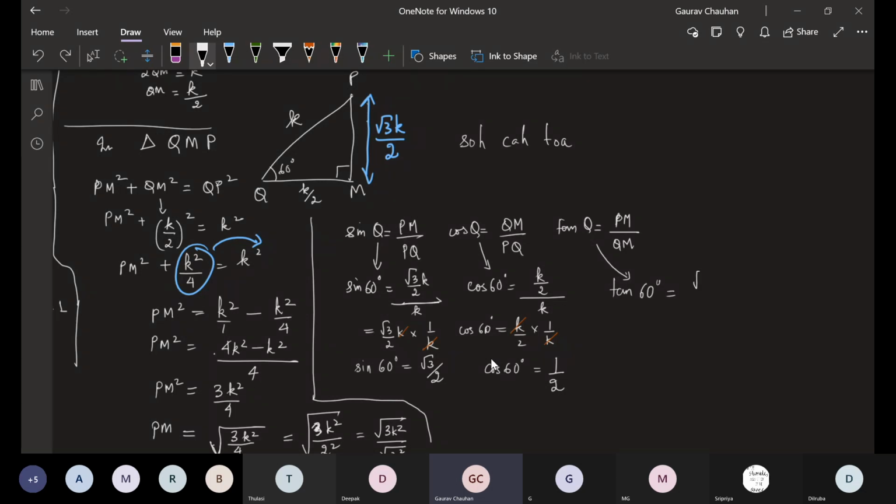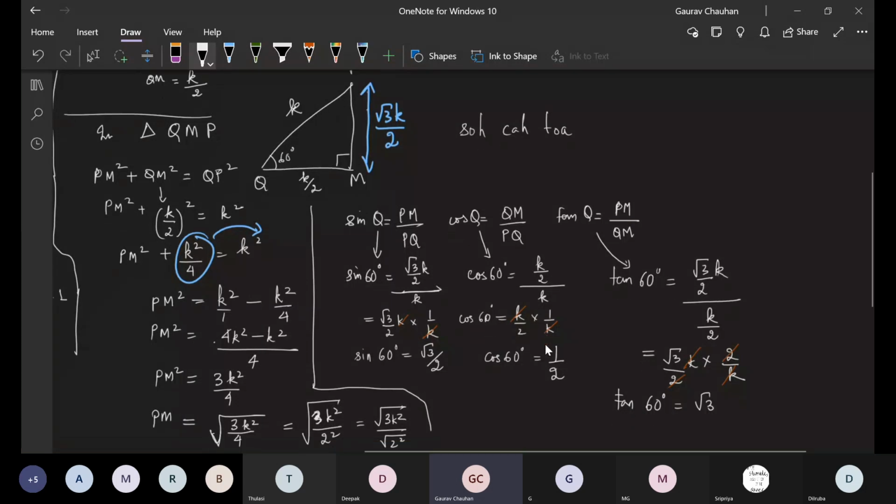PM is √3 by 2K, or √3K by 2, whichever way you want to write, divided by QM, which is K by 2. This will become √3 by 2K into 2 by K. I am going to end up cancelling K and K. I'm also going to cancel 2 and 2. What I get is tan 60 degree is equal to √3 by 1. Basically, that's √3 only.